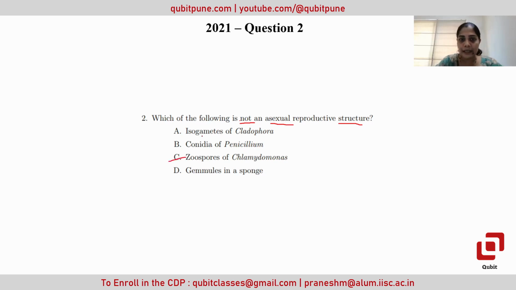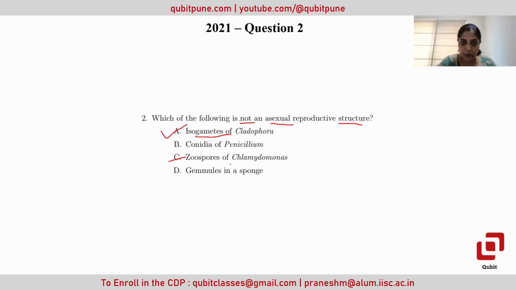Then the word gametes is associated with sexual reproduction. Though you don't know the meaning of isogametes, you can put your logic that it is related to gametes, and that is definitely related to sexual reproduction. And we have to select the option which is not sexual reproduction. So by logic, you can select option A, which is the correct one.